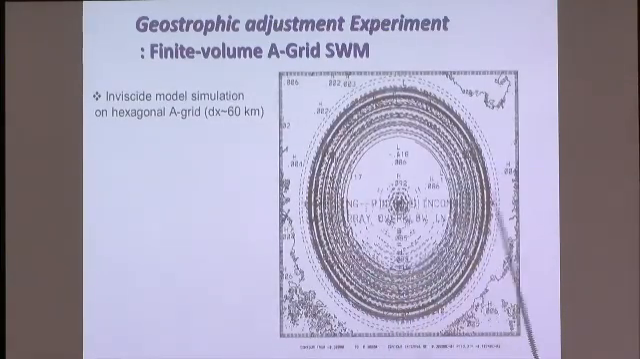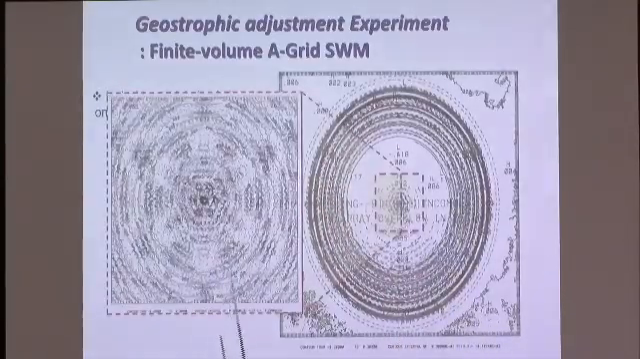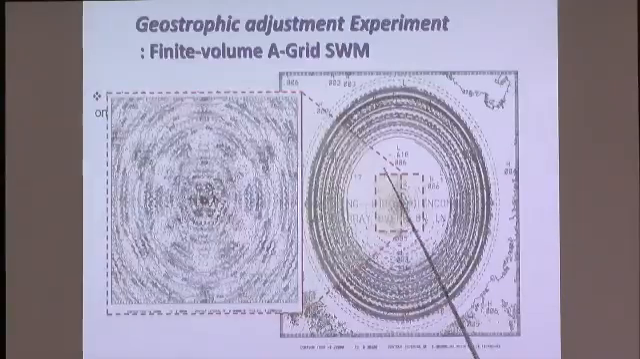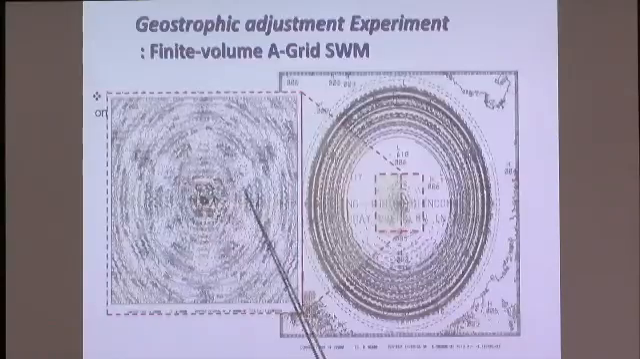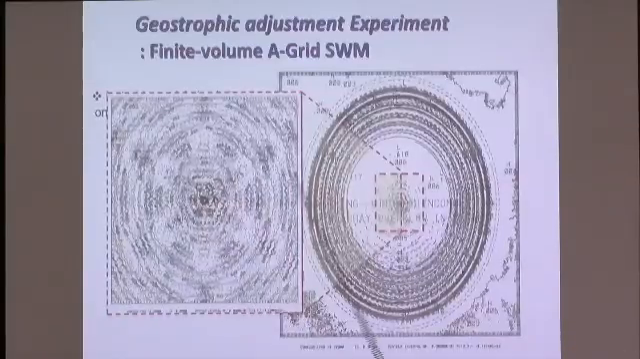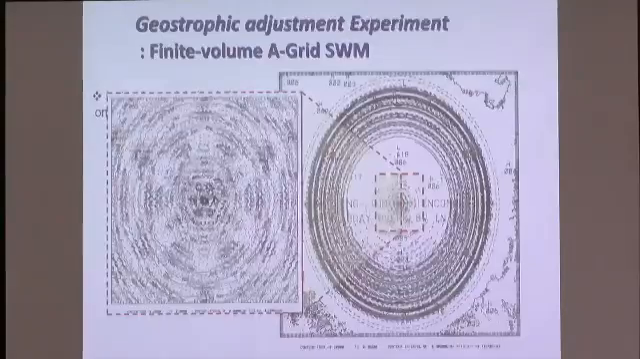We put a perturbation into the center of the domain on a beta plane, running 60 kilometers. The wave will propagate out, so the remnant should be in a geostrophic balance. And this is indeed verified. You can see the grid structure coming from the A-grid discretization. So this verifies the eigenvalue analysis.